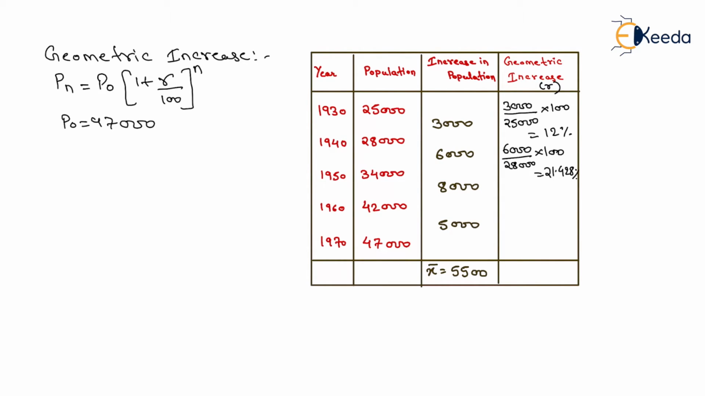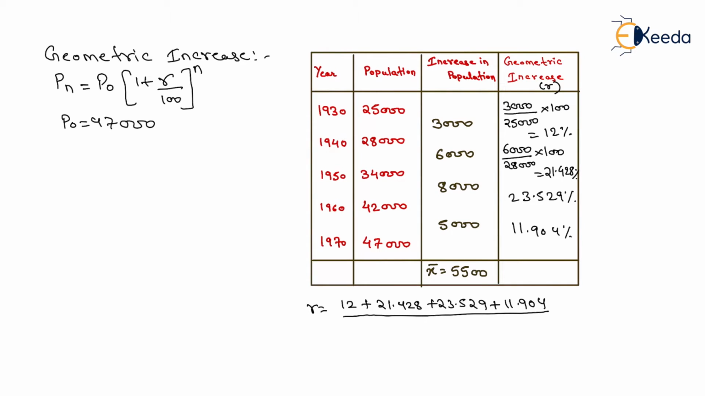Now similarly for 8,000, the geometric rate comes out as 23.529%, and similarly for the 5,000 increase in population, the geometric rate comes out as 11.904%. Now we need to determine the geometric rate, that is R. So what will we do? We just add all these values for the calculation of R. We just add all these values, that is 12 plus 21.428 plus 23.529 plus 11.904. Now this is the sum of the geometric rates.